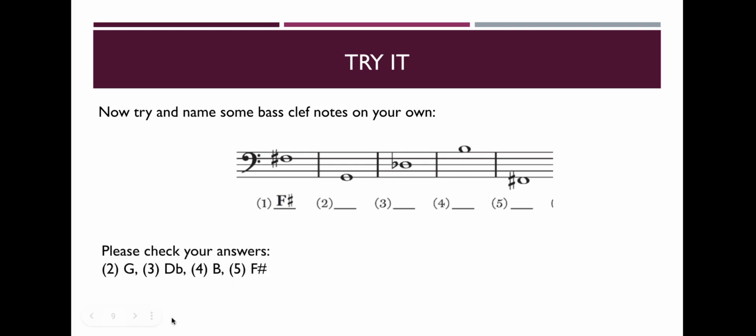Okay, number 2 here is G. Okay, F is up here. You could count all the way down to G. 3 is D flat. 4 is B. And 5 is F sharp.